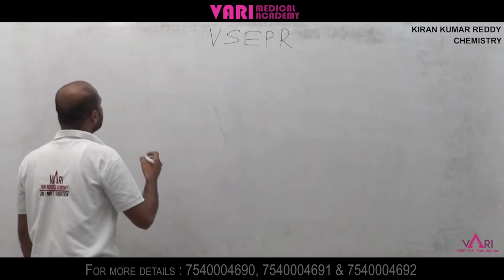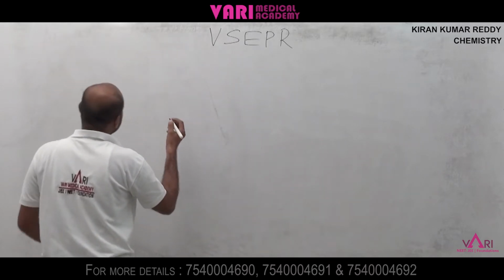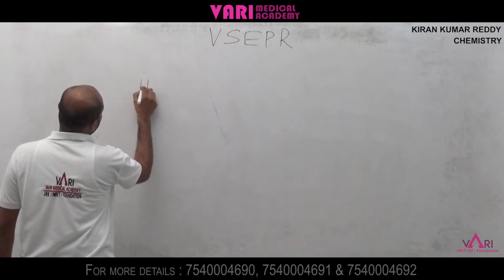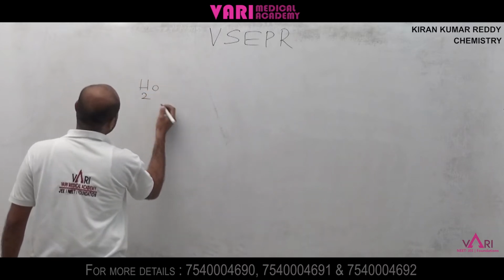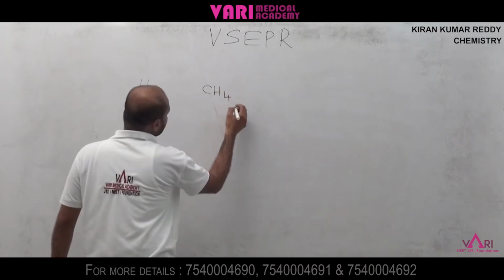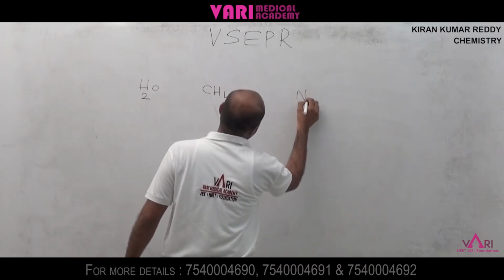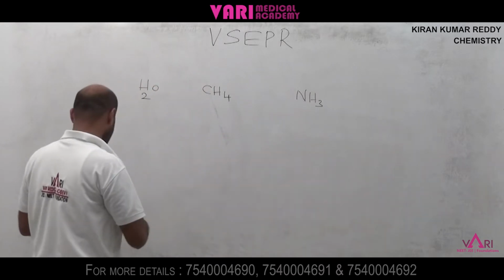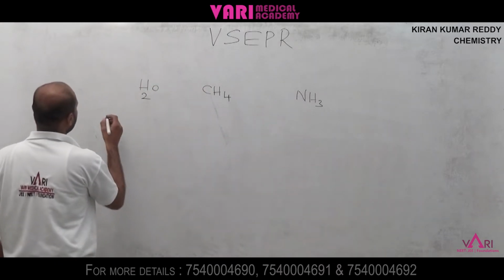According to the hybridization, we already discussed in the last class. I am taking the water molecule, methane, and next one is NH3. I am taking 3 molecules. Now, what is the hybridization of these?